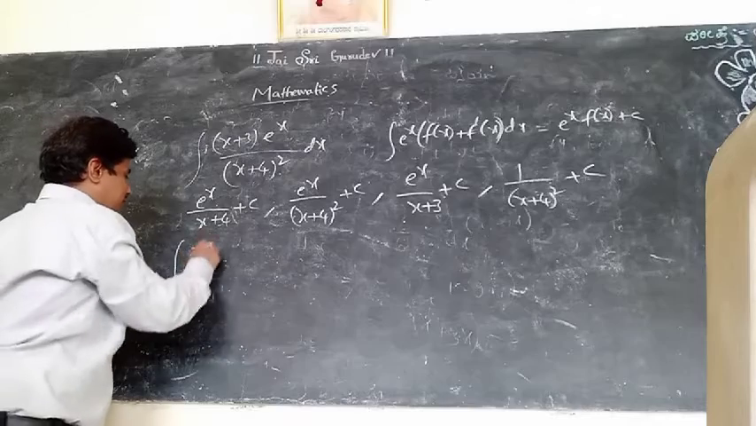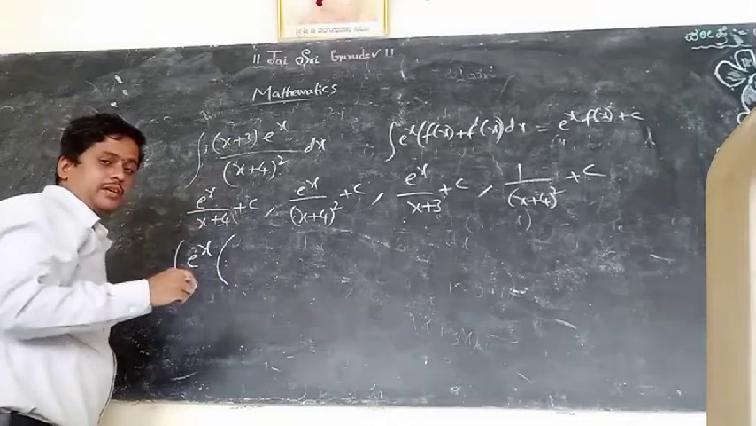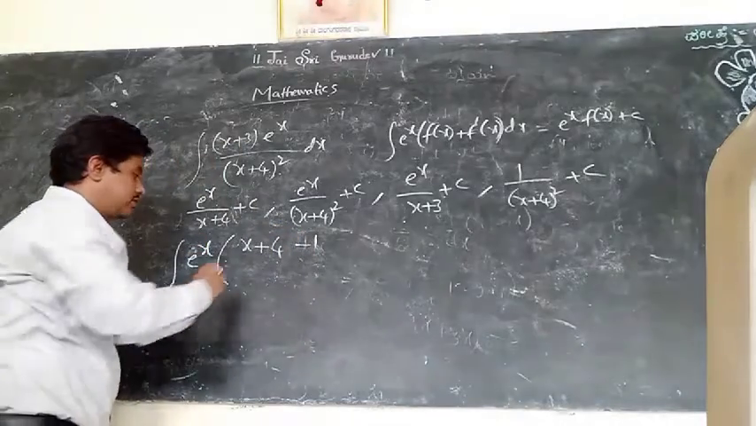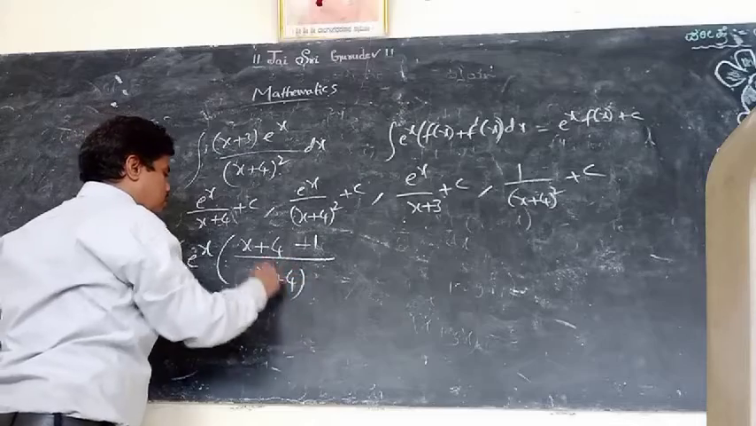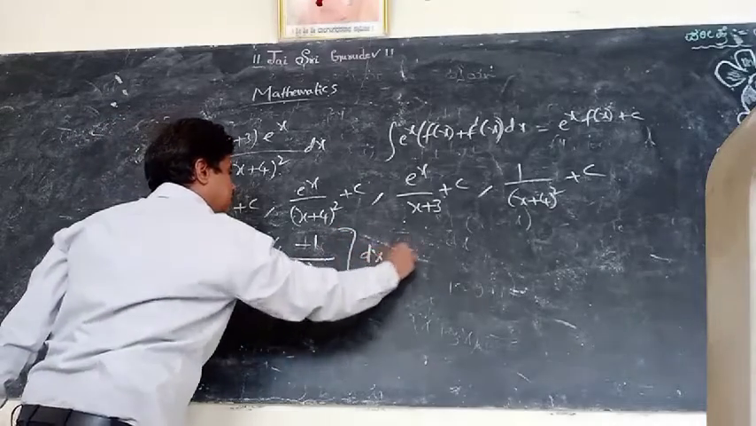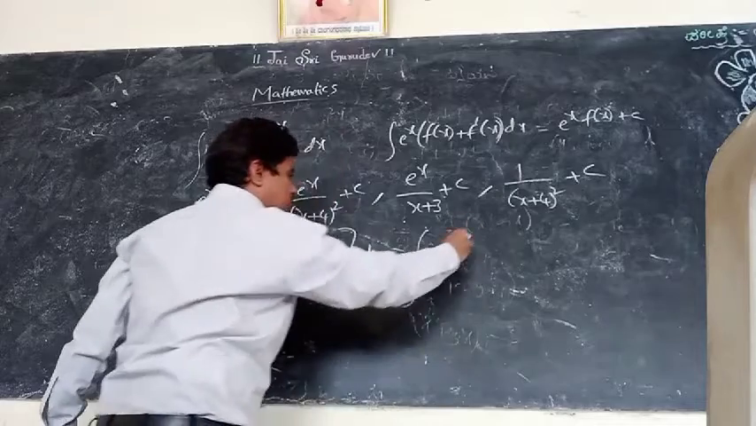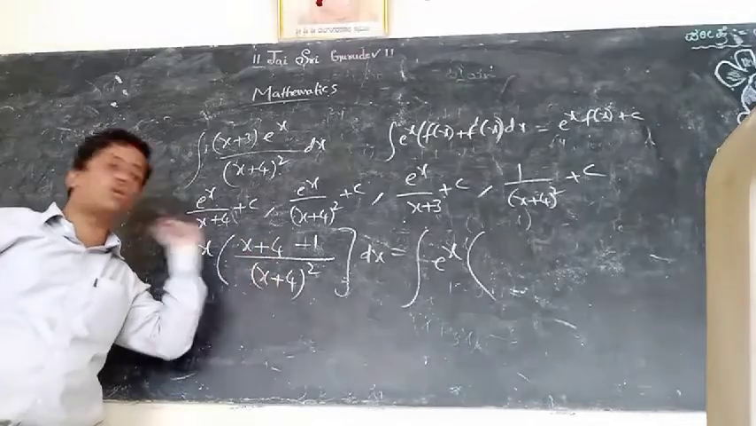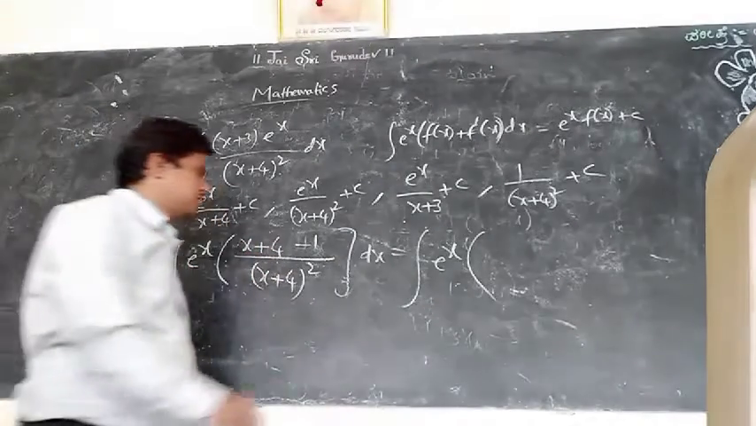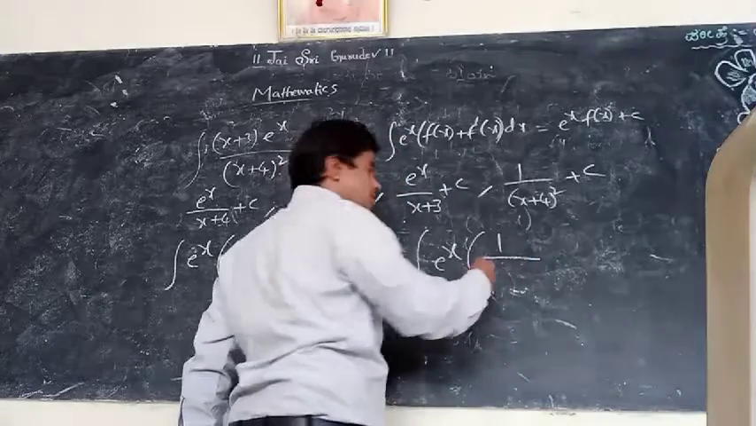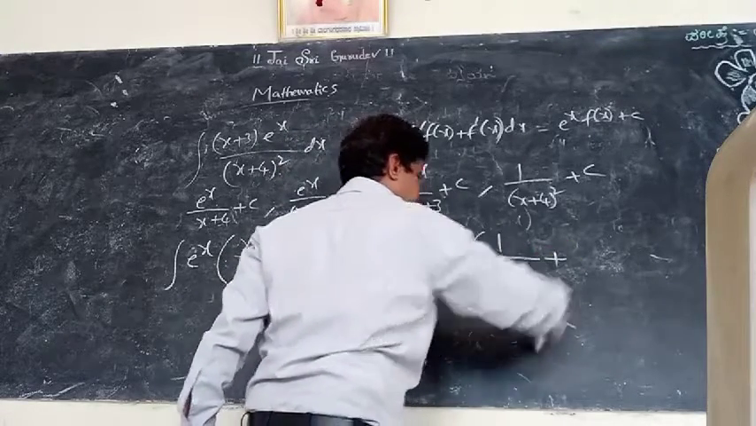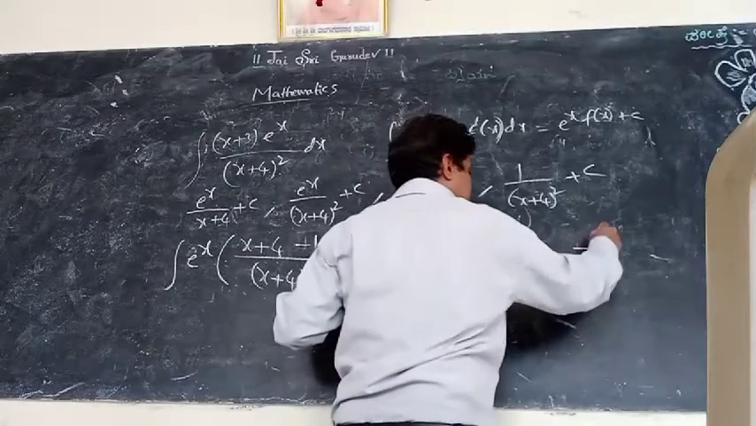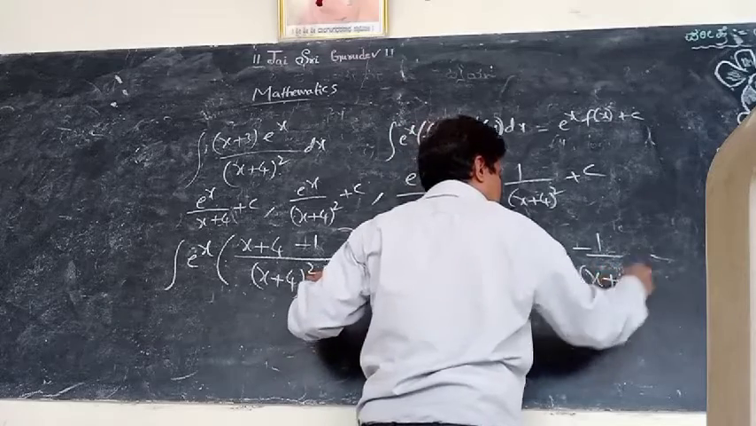See, e power x into x plus 3 will be written as x plus 4 minus 4 plus 3, that is x plus 4 minus 1, divided by x plus 4 whole square. Now observe it: x plus 4 divided by x plus 4 whole square, one x plus 4 will cancel, so we get 1 divided by x plus 4, plus minus 1 divided by x plus 4 whole square.